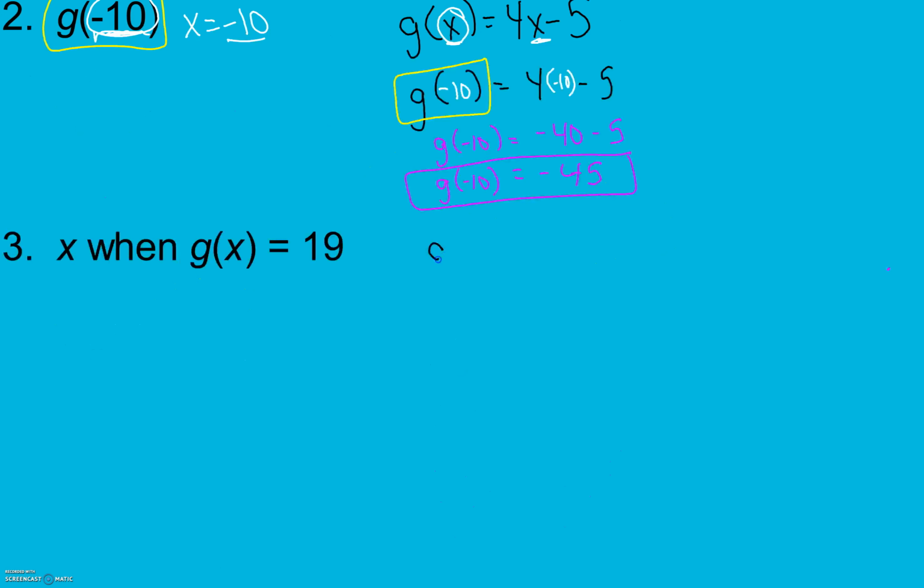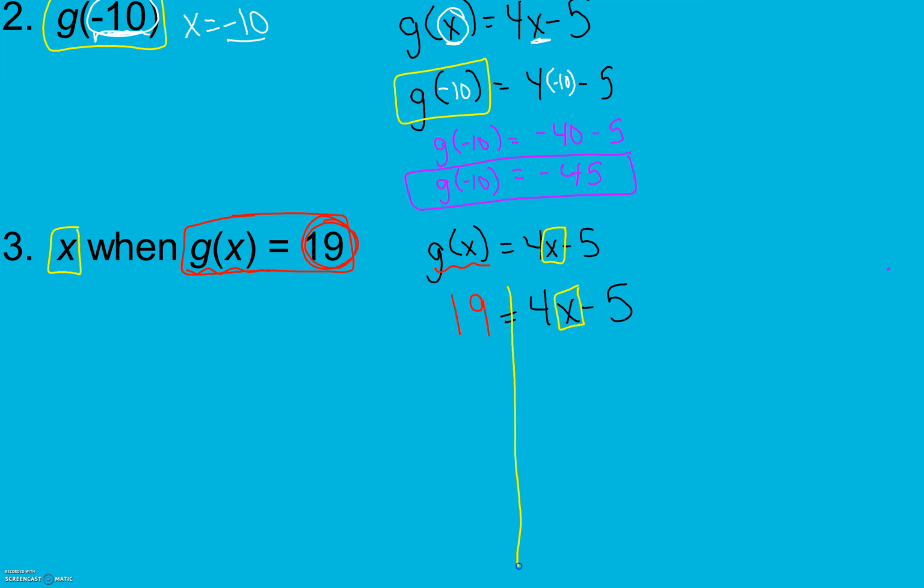In number 3, I'm looking for x when g of x equals 19. So the part that I'm looking for here is x, and g of x equals 19. So everywhere I see a g of x, I'm going to put in a 19. And the rest of my equation is going to stay exactly the same. Now, because I'm looking for x, and I have other things on the same side of my equals as my x, I have to solve this equation for x.